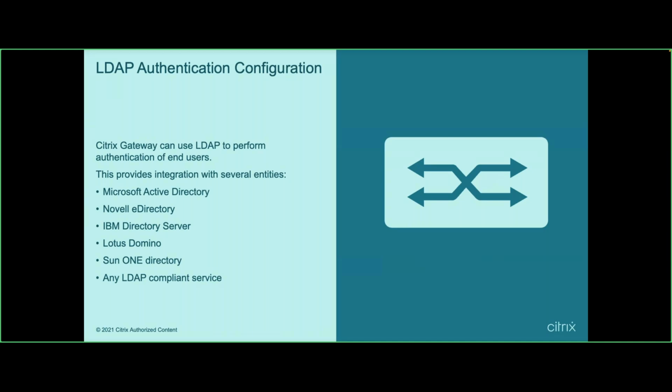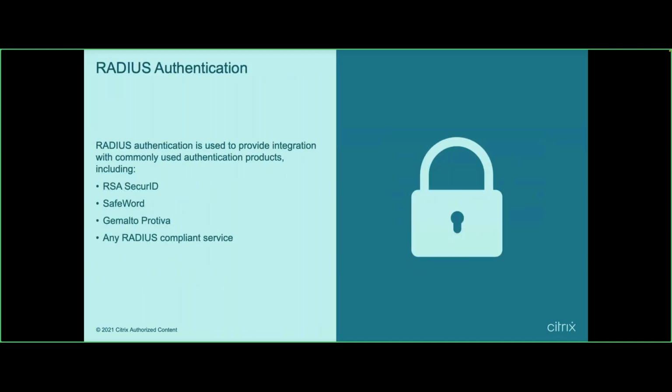And this is the RADIUS authentication. We normally use RADIUS as a secondary, and RADIUS is not new. We had RADIUS in the mid 90s and early 2000s, if you remember. Remote Access Dial-In User Service, right? Yes. So we used to use RADIUS for our two factors. These are some of the authentication products: RSA SecurID, SafeWord, Gemalto, and any RADIUS compliant service you can use.